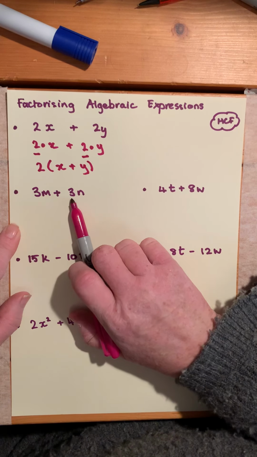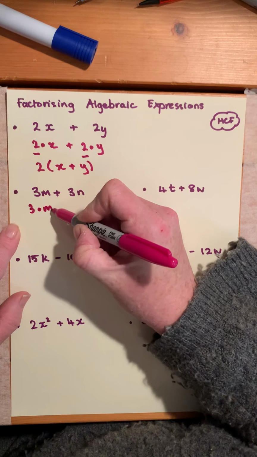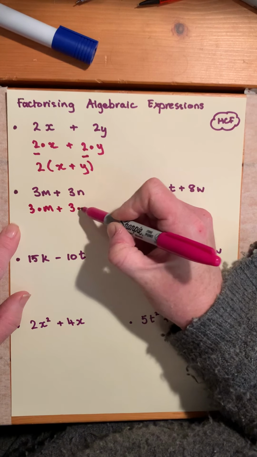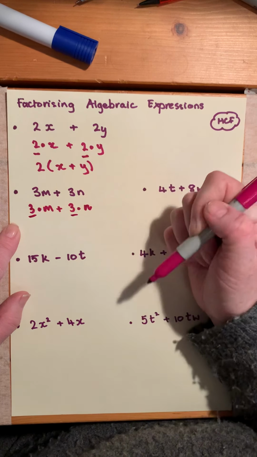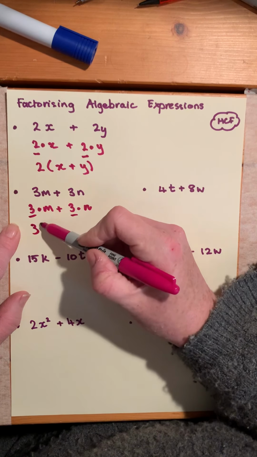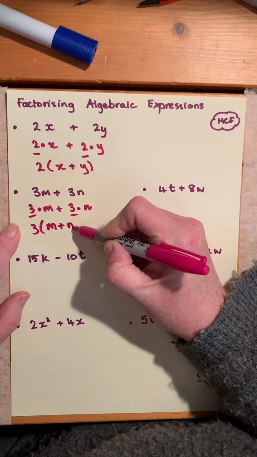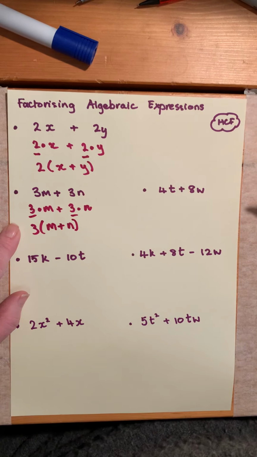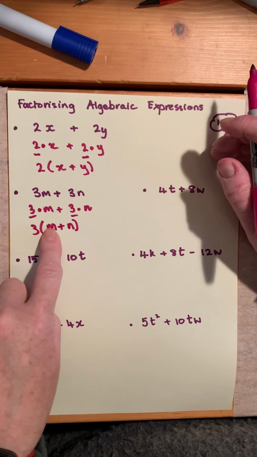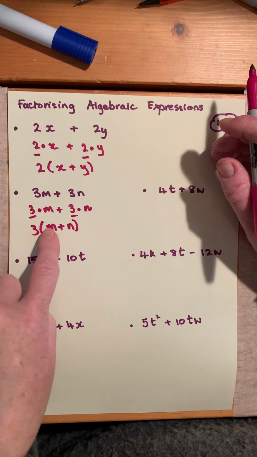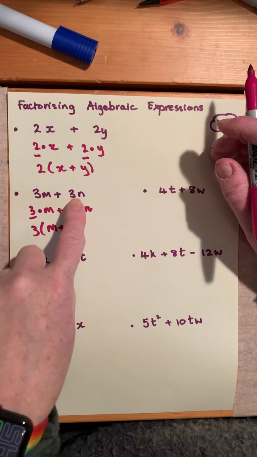Let's do another one. 3m plus 3n. Well, that means 3 times m plus 3 times n. The common factor is 3. So 3 will go outside the bracket. I'm left with m plus n. If you think about it, if you were now to remove that bracket, everything in here multiplied by 3, 3 times m is 3m, 3 times n, 3n.